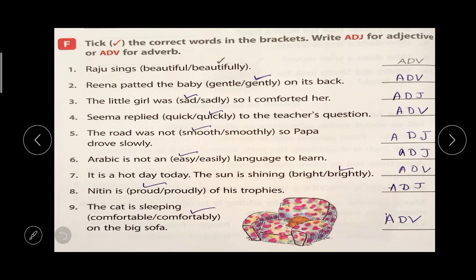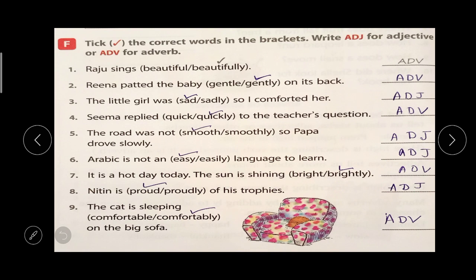So number 1, the word is beautifully and it is an adverb. In number 2, Reena patted the baby gently on its back, means the word is gently, which is an adverb. In number 3, the little girl was sad, so I comforted her, it is adjective. Number 4, Seema replied quickly to the teacher's question, it is adverb. The number 5, the road was not smooth, so Papa drove slowly, it is an adjective.